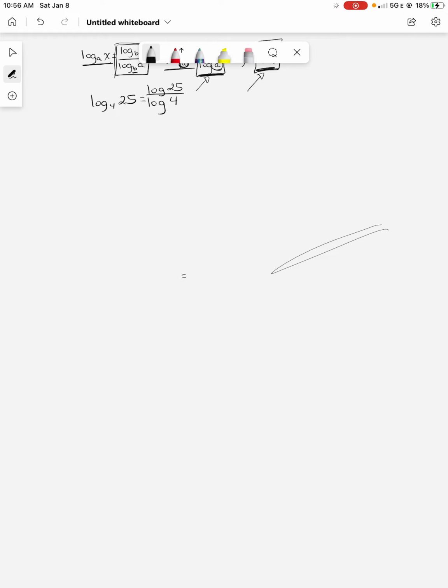If you take the log of 25, and that should be a button on your calculator, you should get something like 1.39794. And then if you take the log of 4, you'll get 0.60206. And then if you divide those, you get 2.3219.